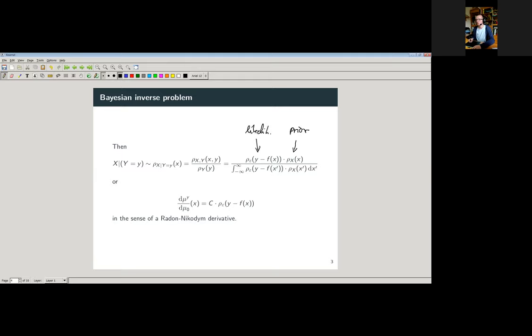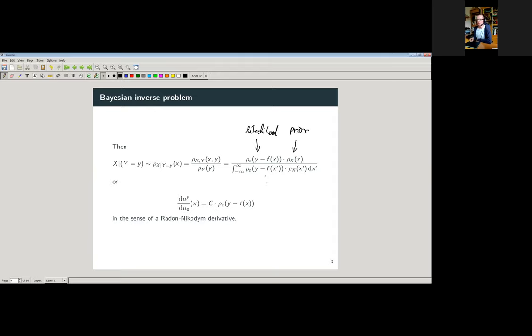And it makes sense that if you want to combine your prior knowledge about this parameter X with the data that you obtain indirectly, this Y, then you have to combine those two things. And Bayes' law says that you have to multiply the densities, the prior density and the likelihood function. And then in order to make this normalized, because it has to be a measure, so you have to integrate it and it has to be one, you just divide by the integral of the numerator. And then this will be a proper density for a probability measure.